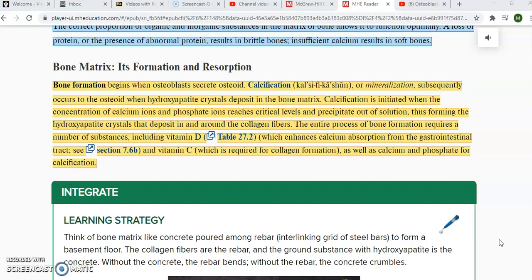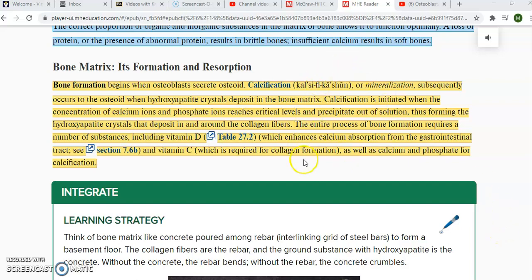So, all right, that is bone formation, and there will be a video that shows an osteoblast forming bones. You can kind of see this in action, which might help with understanding and visualizing this process since it's microscopic. All right, so that was bone formation.